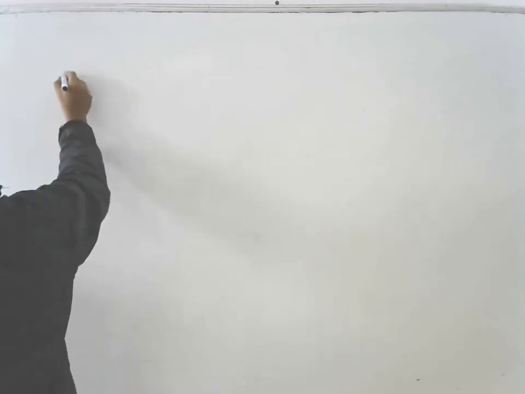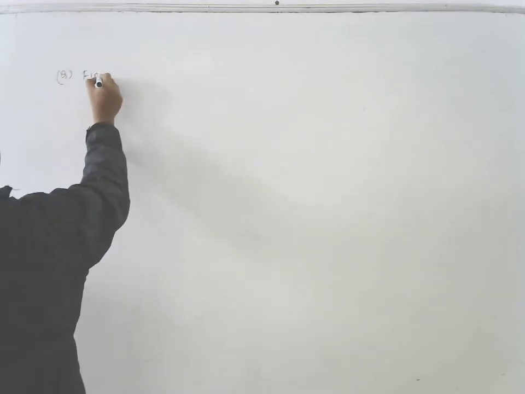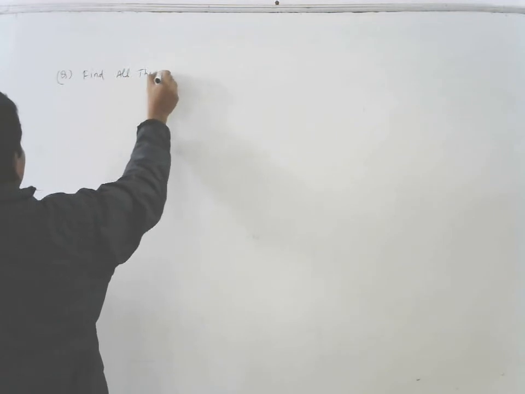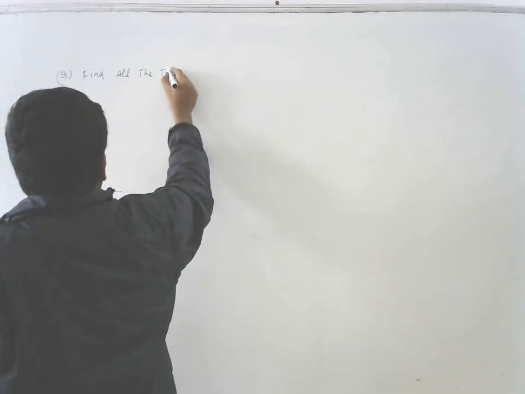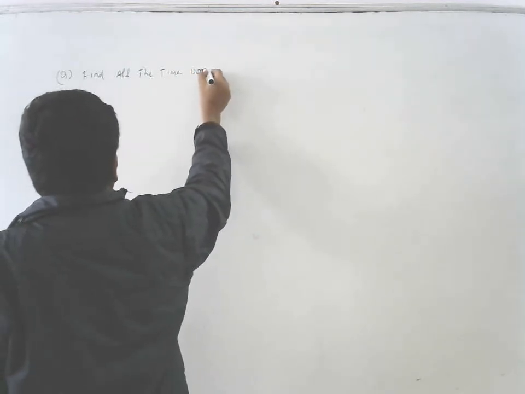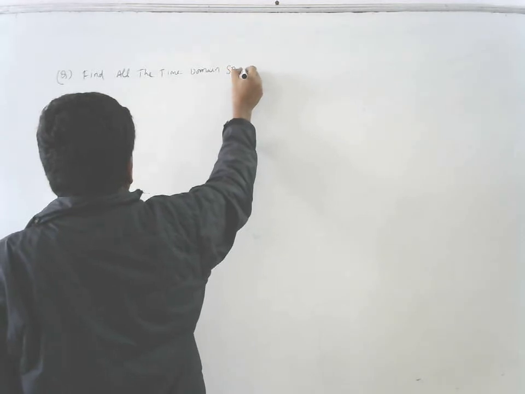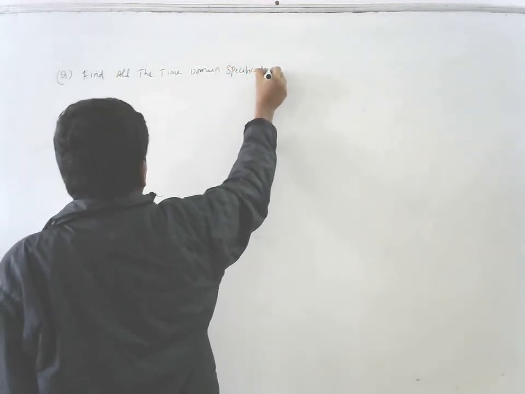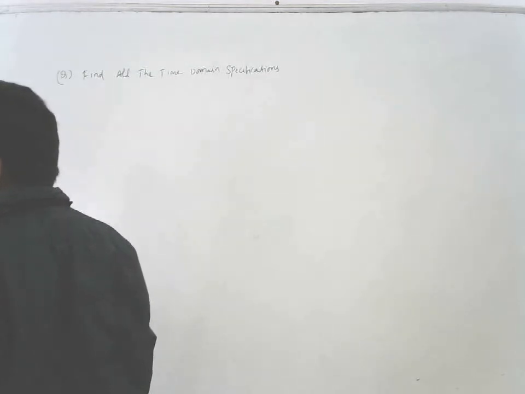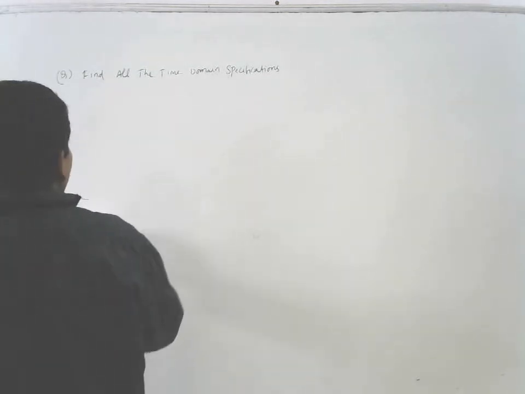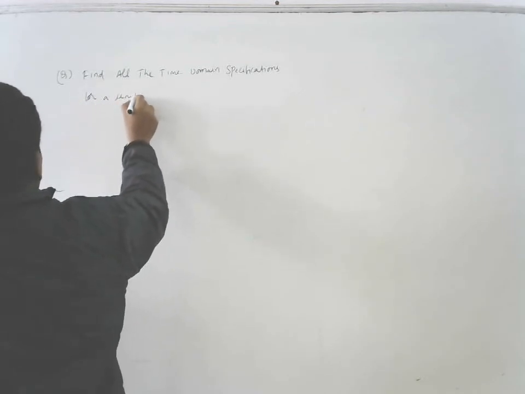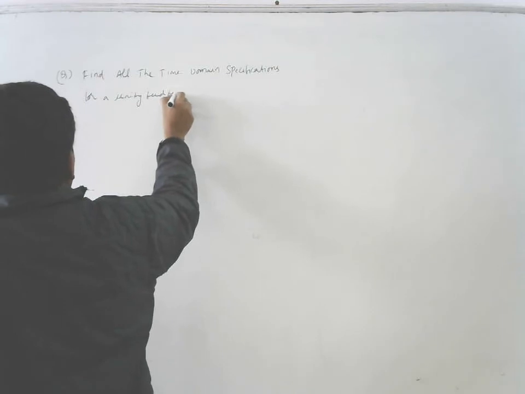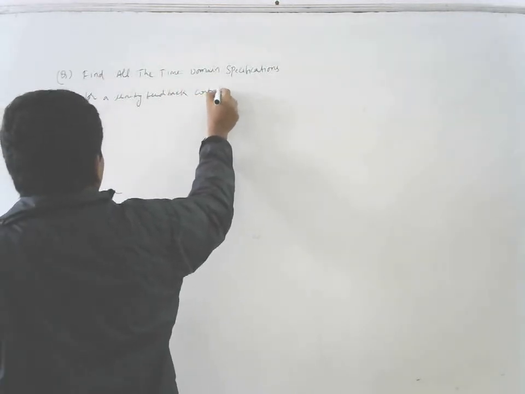One more, find all the time domain specifications. Find all the time domain specifications for a unity feedback control system.